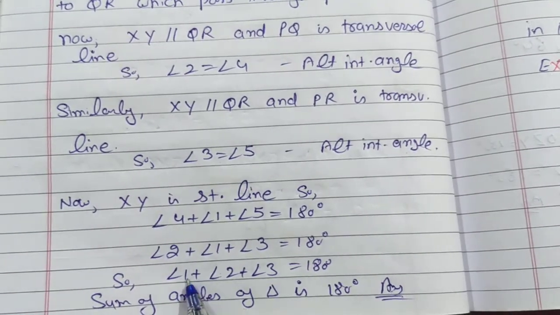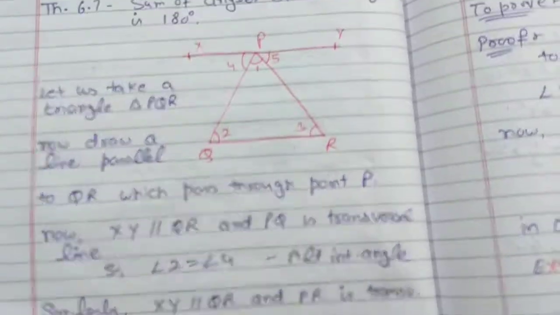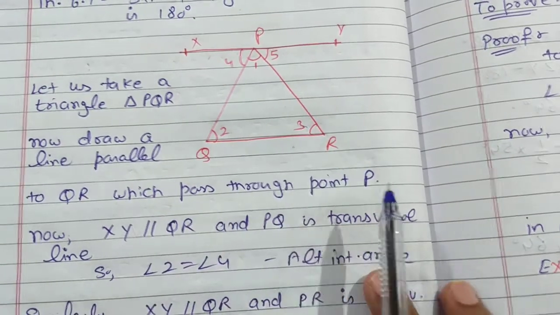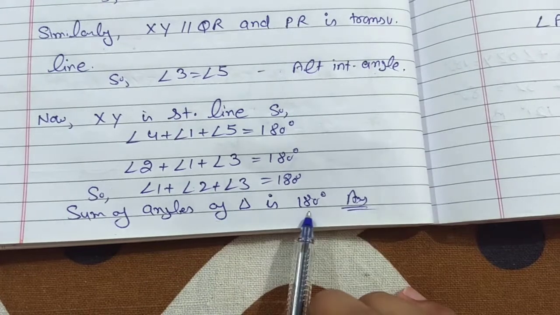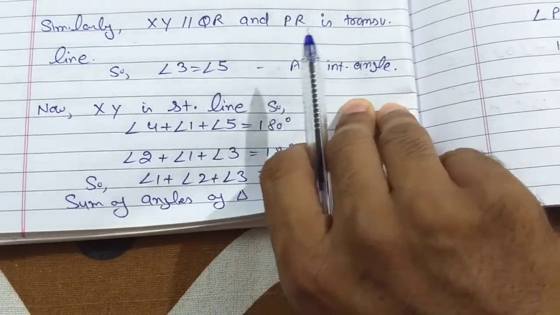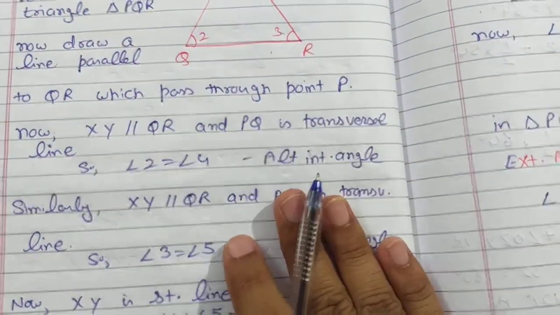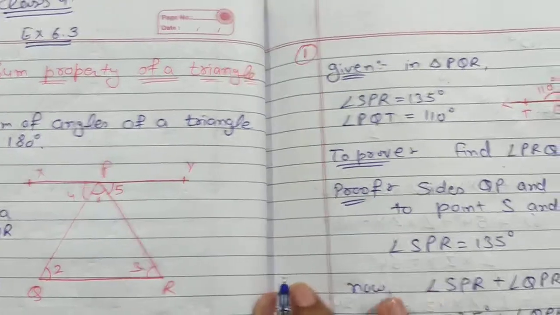And what are angle 1, 2 and 3? These are the angles of a triangle. So hence we can prove that the sum of angles of a triangle is 180 degrees. This result is very useful, and we will see how we can implement this method in our questions. Now we are moving to our first question.